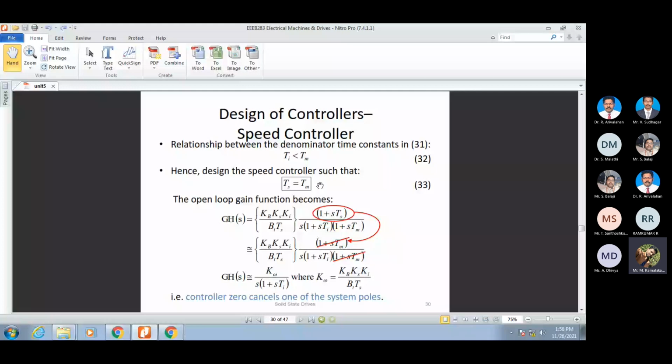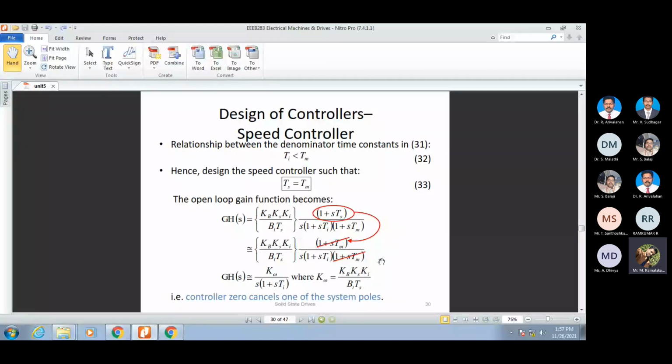So that the open loop gain function of the speed controller becomes, this is the equation we have, 1 plus S into Ts. So what we are doing is, this Ts is becoming Tm now. So this 1 plus S into Tm in the numerator and this 1 plus S into Tm in the denominator get cancelled. And looking at the denominator, the third order system now becomes a second order equation.